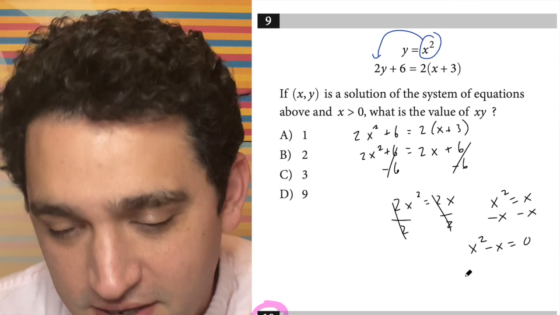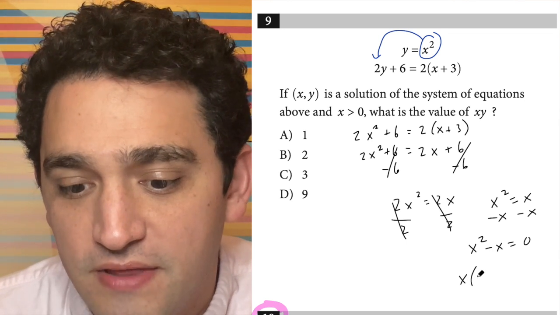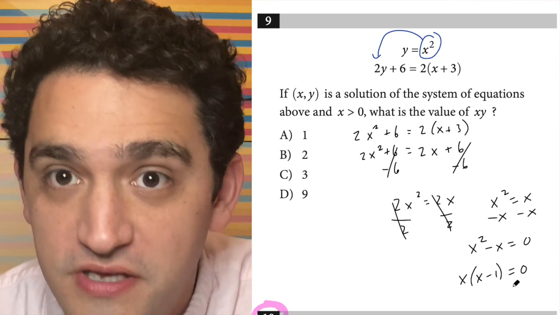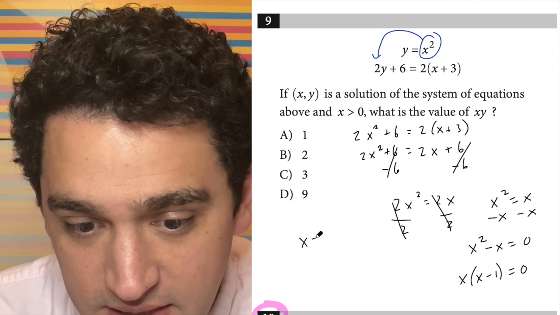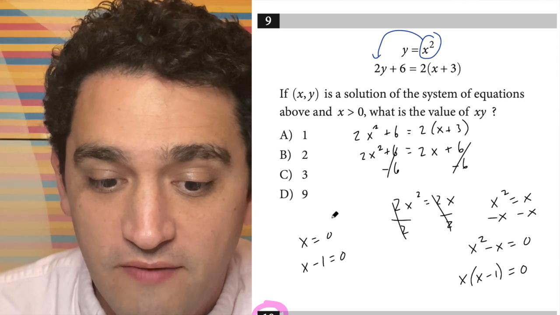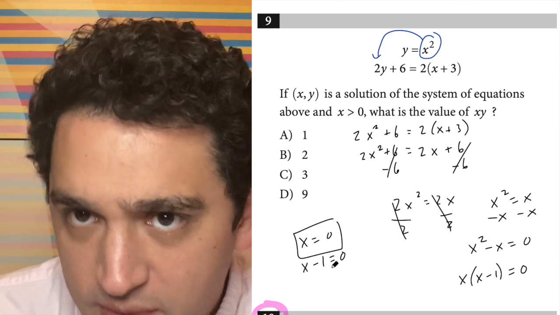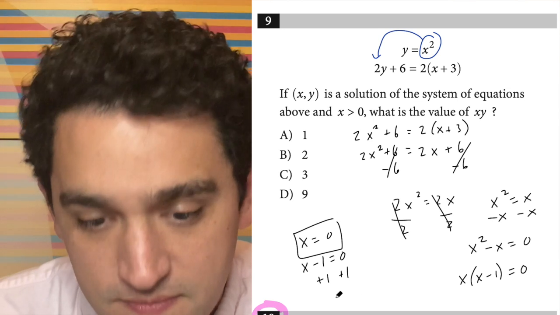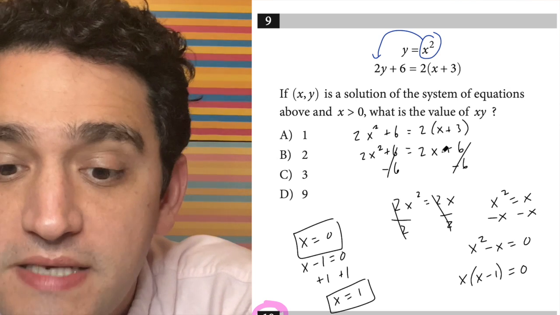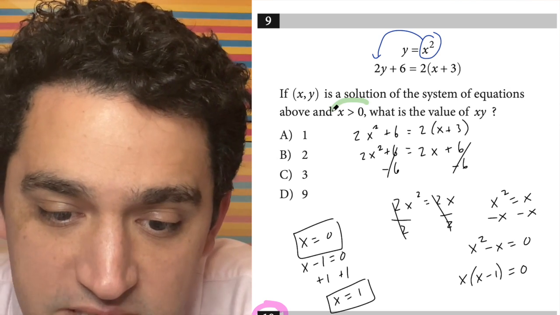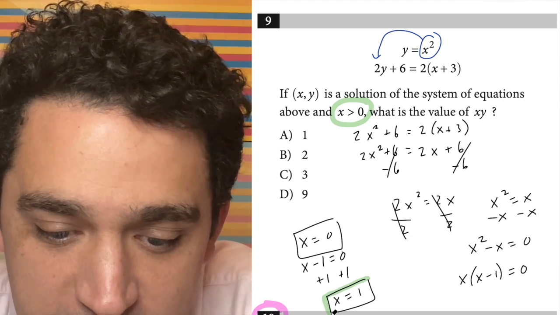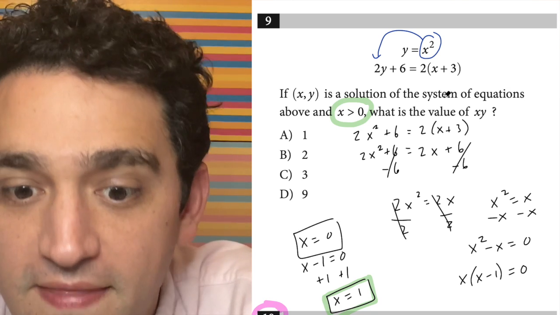Let's go ahead and factor. Take out an x, we're left with x minus 1 equals 0. We now assume both these factors equal 0: x equals 0, and x minus 1 equals 0. So we have one solution, x equals 0, and now we solve for this one by adding 1 to both sides, and x equals 1. So x equals 0 and x equals 1, but take a look. We are told that x must be greater than 0, so we can only consider one of the options. X is definitely 1. Okay, that's helpful.